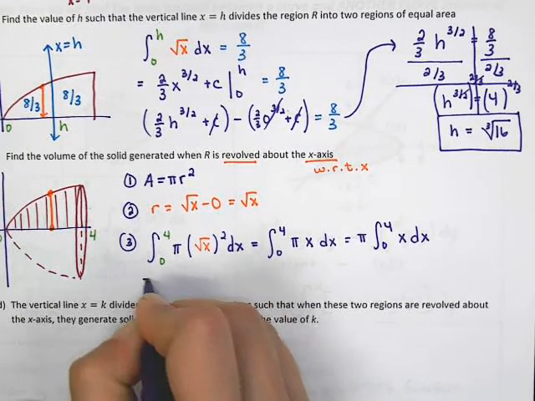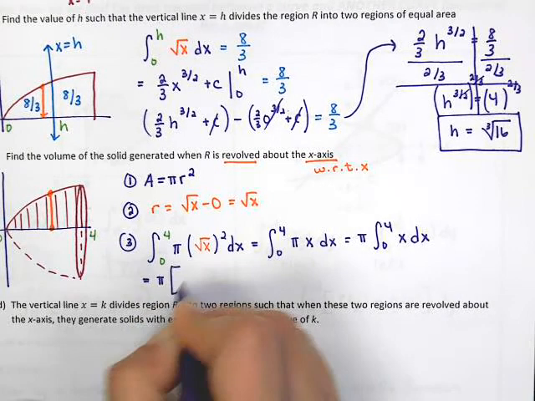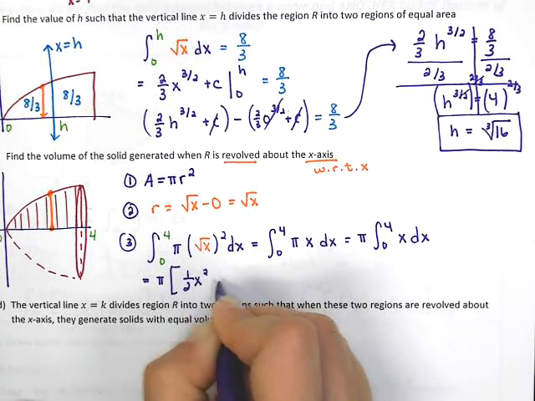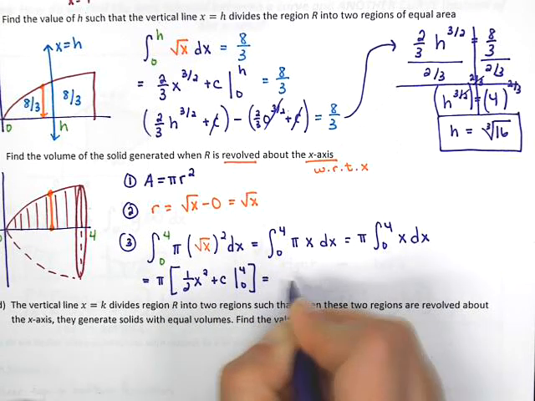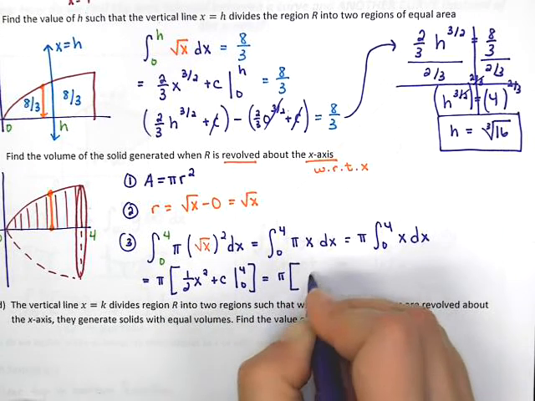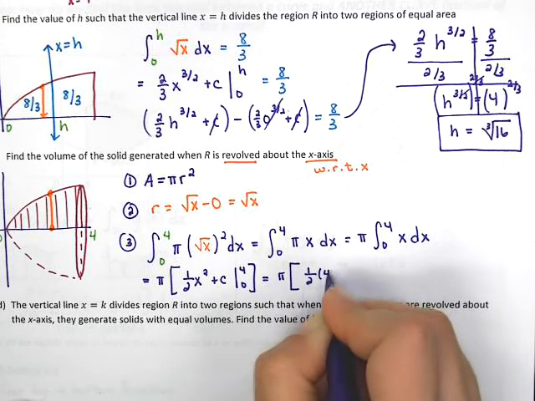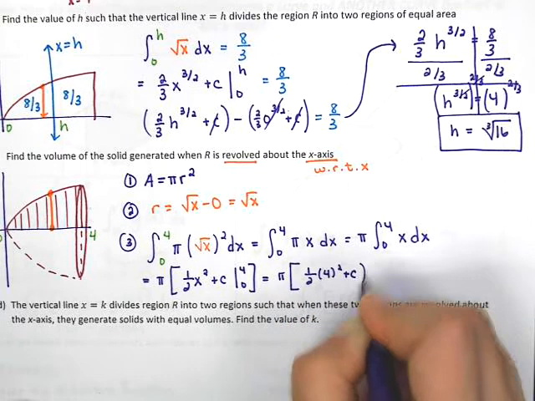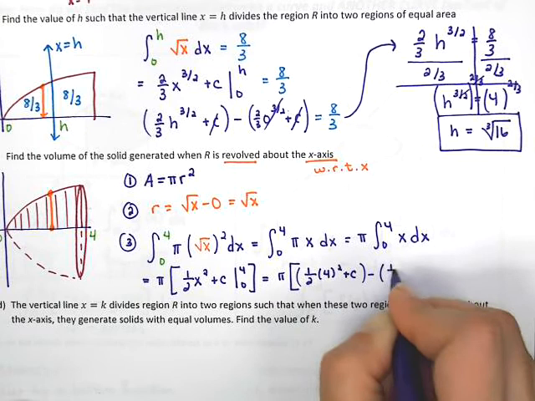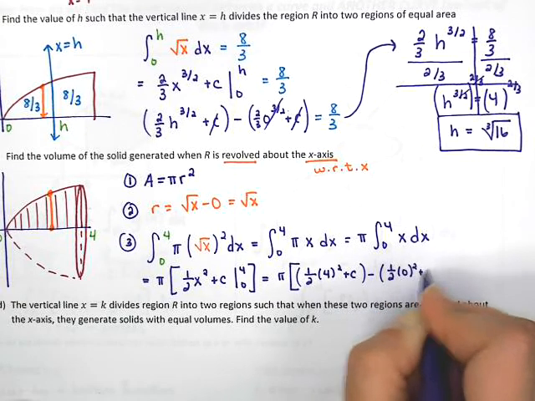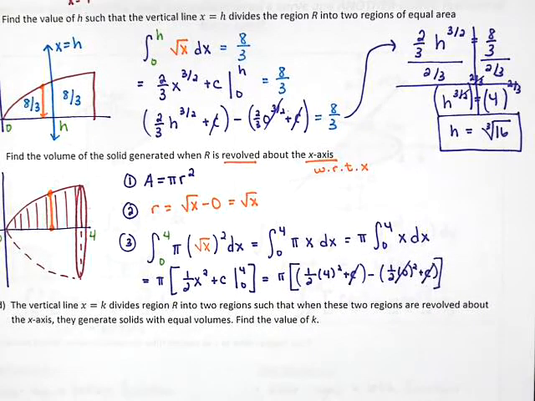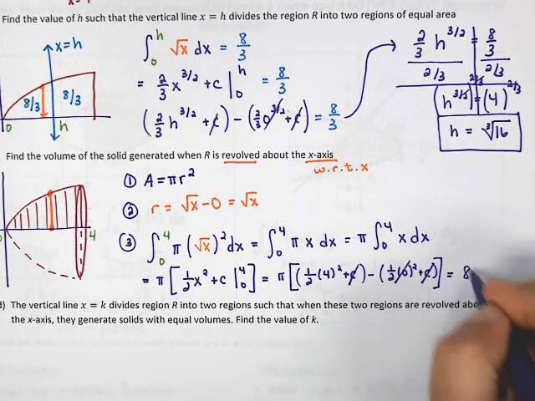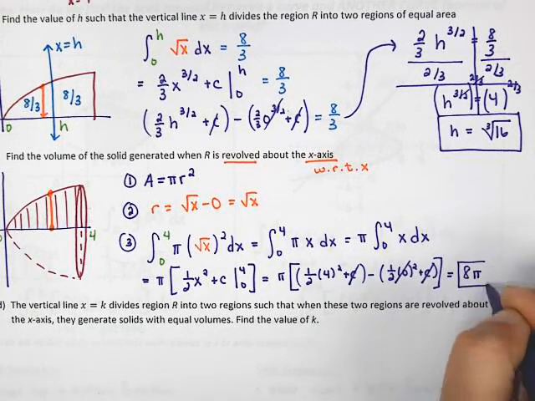Now the antiderivative of x would be 1/2 x squared plus c evaluated between 0 and 4. I'm going to plug in the 4 first, so I'm going to have 1/2 times 4 squared plus c, minus 1/2 times 0 squared plus c. The c's are going to cancel and this is worth 0. Now 4 squared is 16, half of that is 8, times pi gives me that my volume is 8 pi.